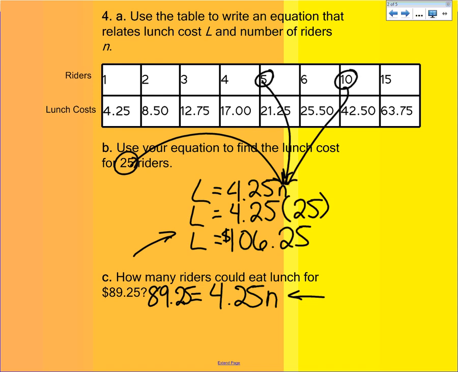You have to divide it. Opposite operation. The opposite of multiplication, which is happening right here technically, I need to divide it away. So I'll divide 4.25 away, and that cancels that. But whatever I do to one side, I have to do to the other. The golden rule of math. So 89.25 divided by 4.25 should equal n. Well, let's see what that is. Punch that into my calculator. 89.25 divided by 4.25 equals 21 riders.